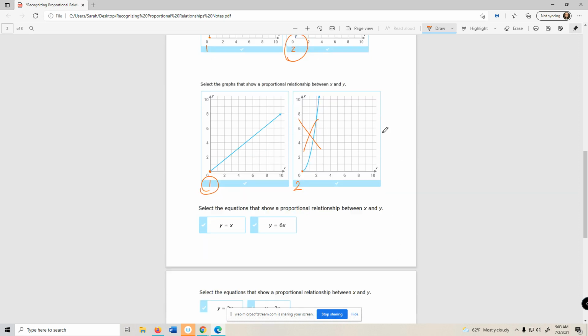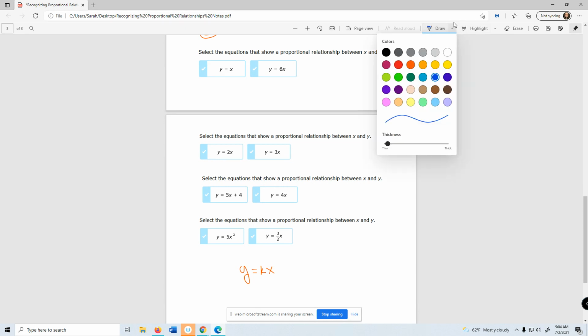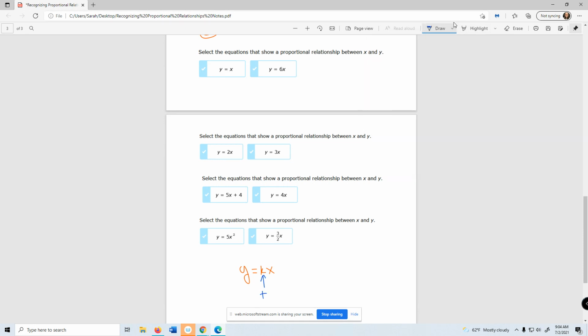The rest of these, we're going to be looking at two equations. And so I'm going to rewrite the one we looked at earlier. If we have a proportional relationship going on, our equation is going to look like y equals kx. And k is just a placeholder for some number. That number could be a fraction, could be a decimal, could be an integer. Any of those are okay, as long as it is just a number, not a variable, nothing else.